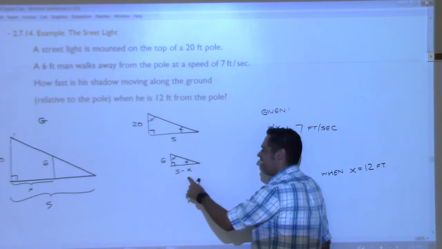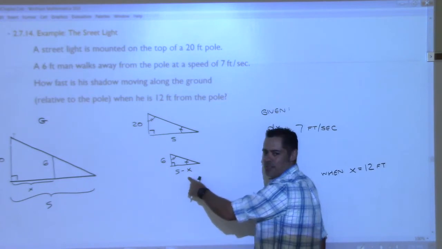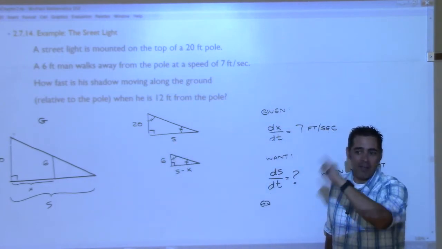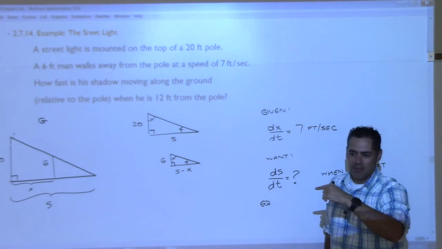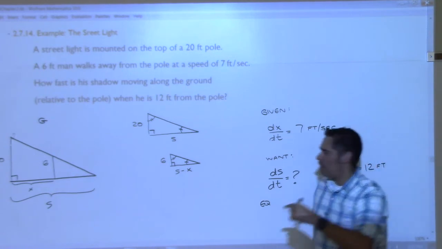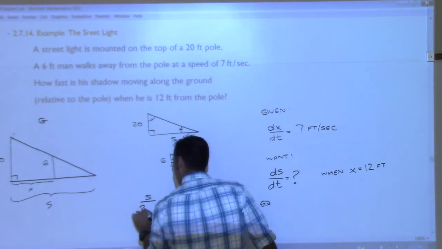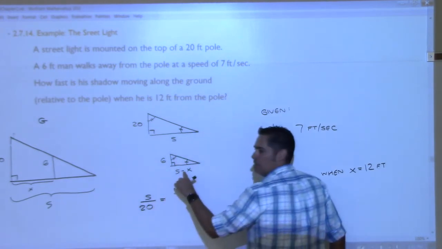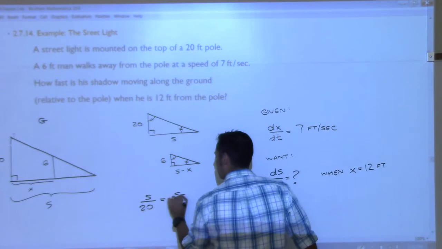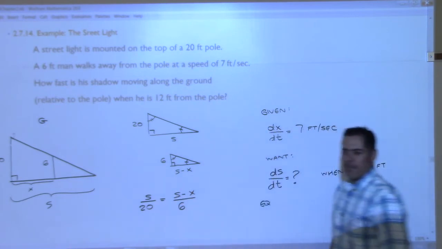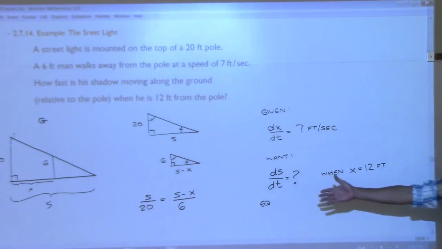Yeah? I don't like that, actually. I don't like my s's and x's in the denominator. Do you? 20 over s, do you feel like messing with that? I'd rather have s over 20. Is that okay with you? I'm going to do it that way. S over 20 must be equivalent to s minus x over 6.